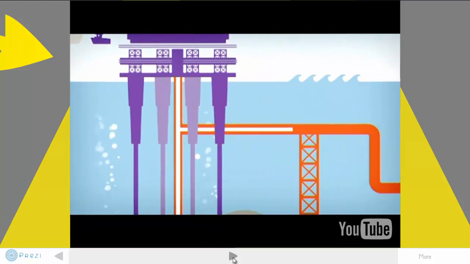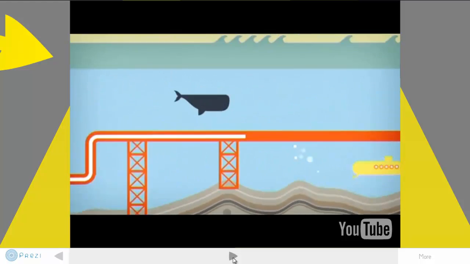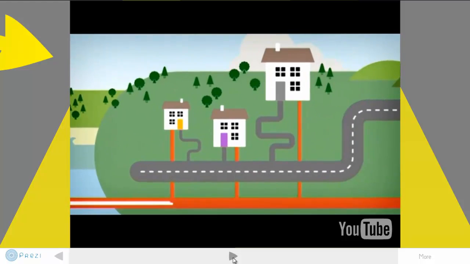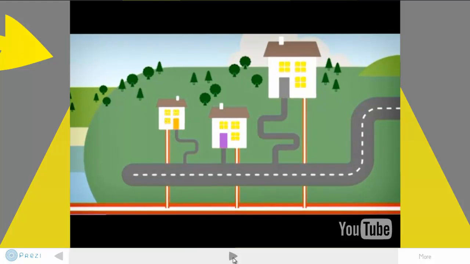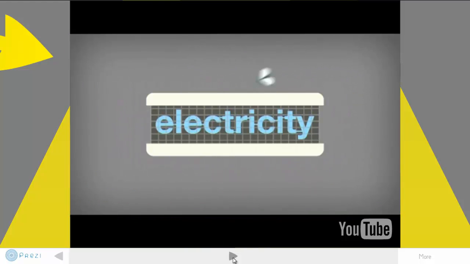National Grid then takes the gas from the shore and sends it around the countryside through steel pipelines over 1 meter wide. As the gas gets closer to homes, the pipelines split into smaller ones, which may only be 20 millimeters wide. How electricity is made.